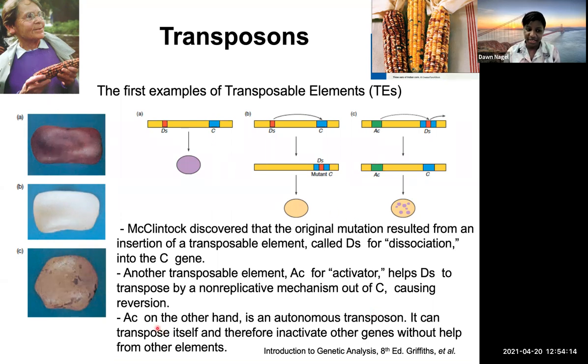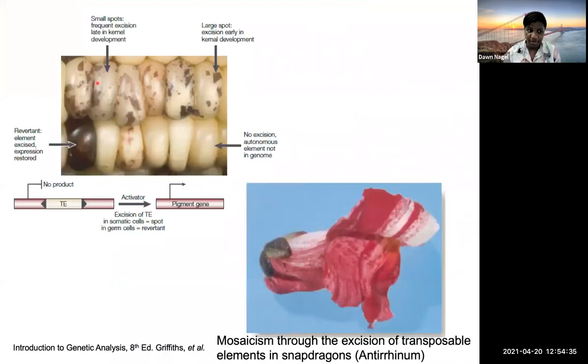Okay, so the Ac is the element that's providing that transposase, so it's referred to as an autonomous element. So it can provide a transposase for Ds to move. It can also move itself on its own, okay, because it has all of the information that's required. And this is what you see here in an actual image of a corn kernel, right? Again, you have the mutation happening, and you have white kernels, right?